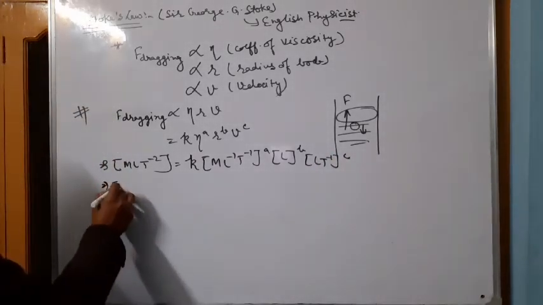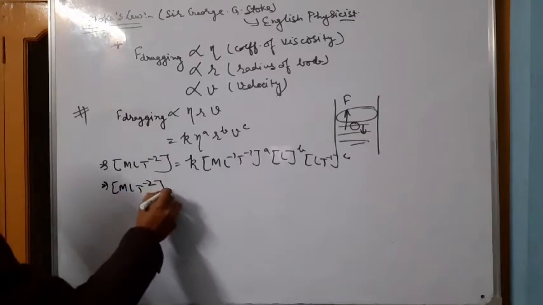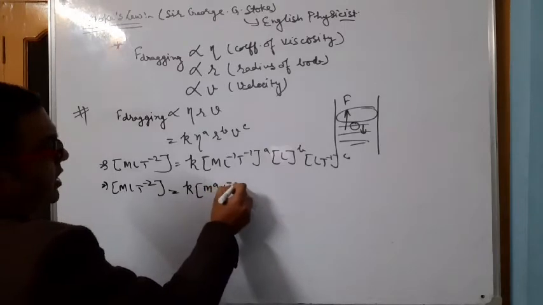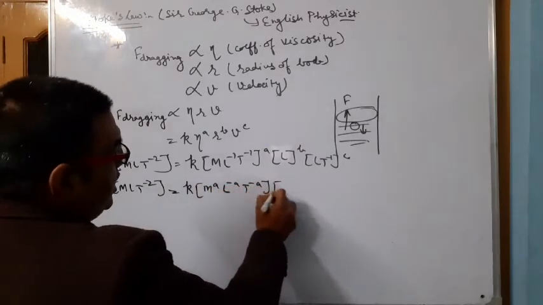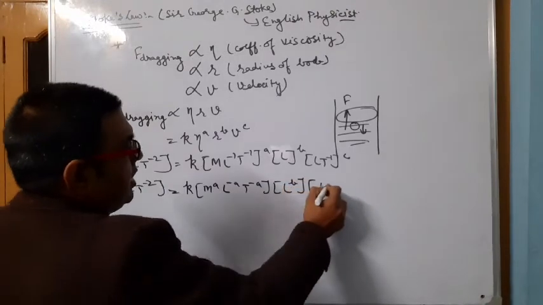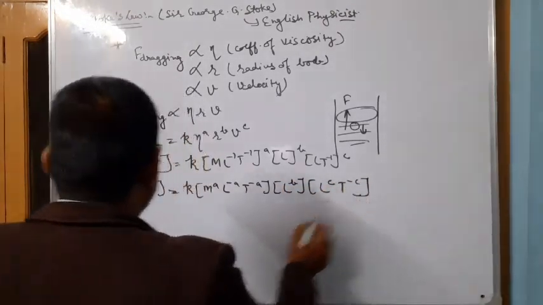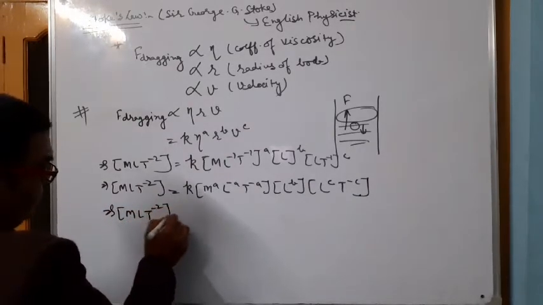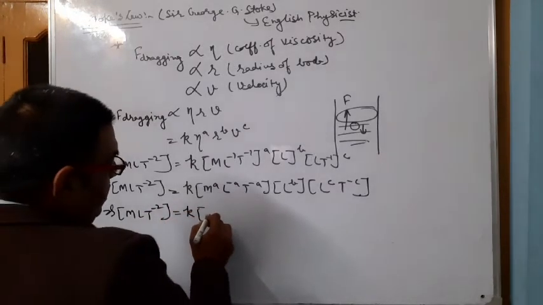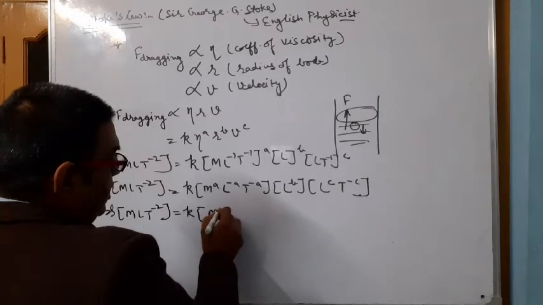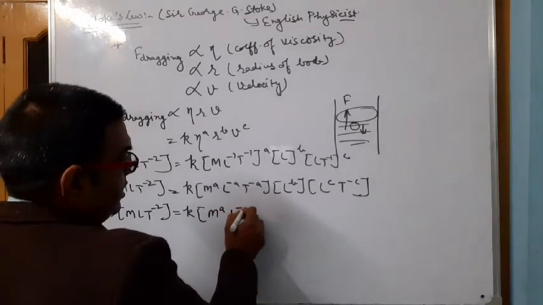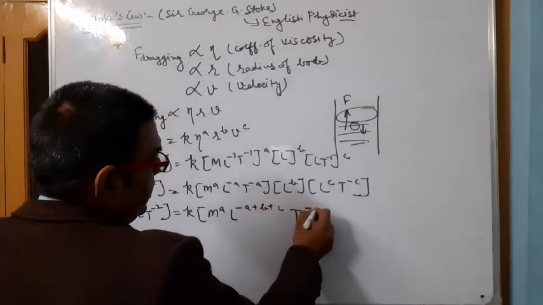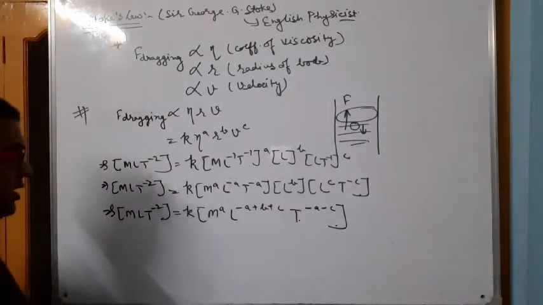From here we can write M L T minus 2 is equal to k M power a, L power minus a, T power minus a, L power b, L power c, T power minus c. And it can be written as M L T minus 2 equal to k M power a, L power minus a plus b plus c, and T power minus a minus c.